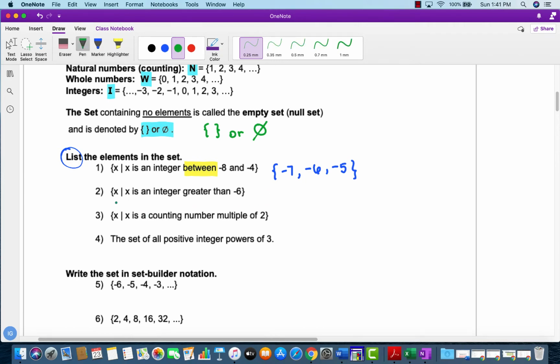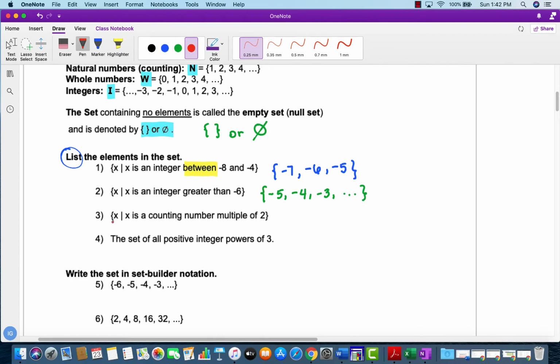Alright, so for the next one, number 2, we have x such that x is an integer greater than -6. So if we start writing numbers greater than -6, that will be -5, -4, -3, and it keeps going. All the numbers: -2, -1, 0, 1, 2, 3. By putting dots, normally we use only 3 dots and I put 4, sorry. So that says that it keeps going forever and ever. Okay.